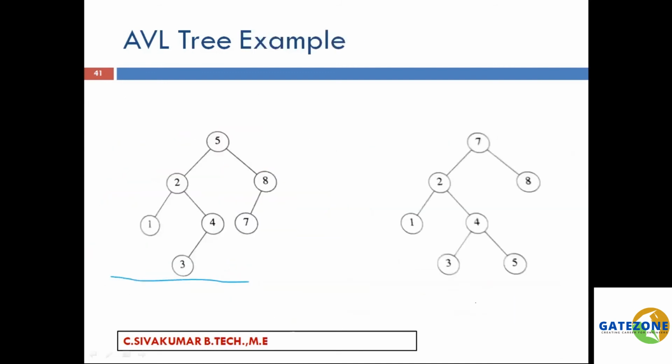So I have given 2 trees. Which one is the AVL tree? Second one. Why is the first one not an AVL tree?